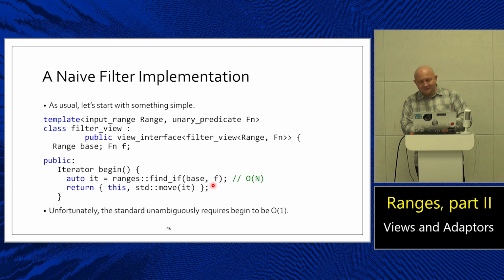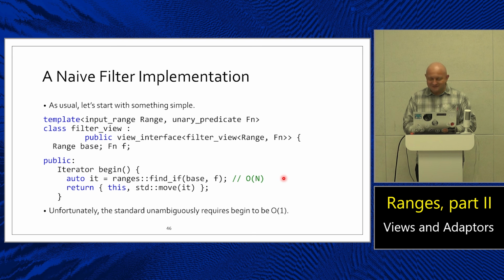So, in begin, we just call ranges::find_if on the base range. That sounds reasonable, but think about what this means. Every time you call begin, you may have to walk over the entire underlying range again, and that's not allowed. The standard very clearly requires that begin is amortized big O of 1, big O of constant. This requirement is unconditional, so this naive implementation is simply not standard conforming. And let's think how we will fix it.